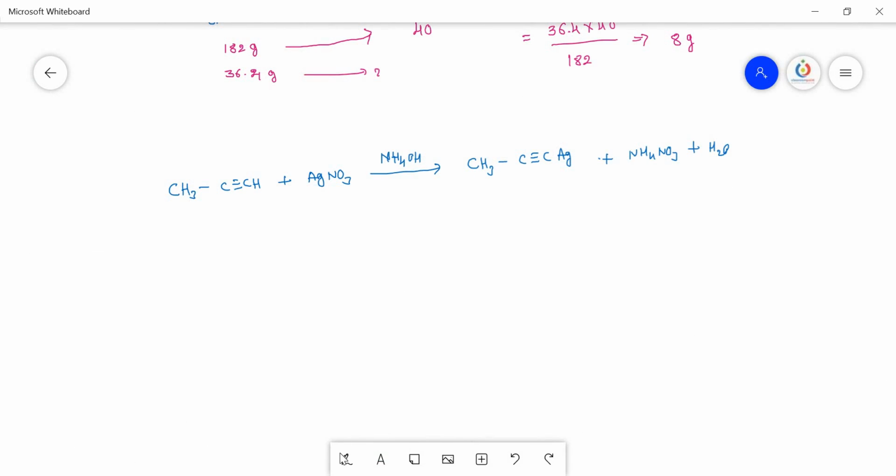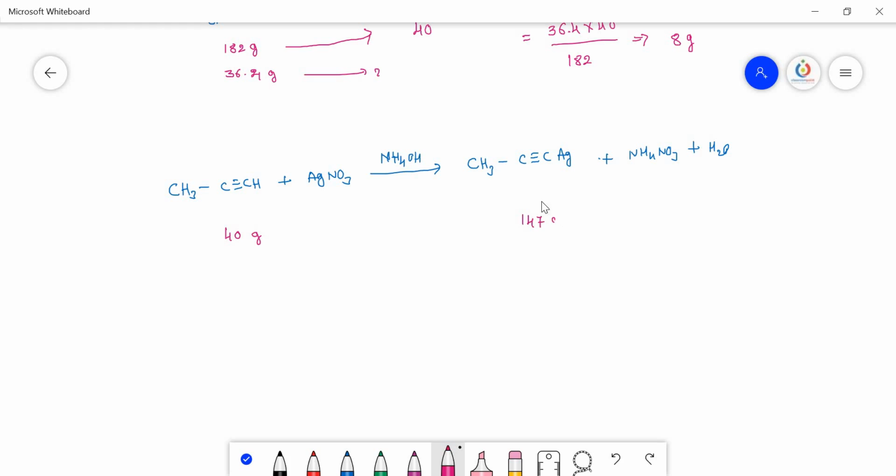But here also a 1 mole reaction is there. Let us see again. The molecular mass of this propyne, as we just calculated, is 40 grams. So 40 grams of this propyne is able to produce 147 grams of silver propynide, because the silver molecular mass is 108 plus 39, we will get 147 grams. Then how much propyne is obtained in the first step? 8 grams. Then 8 grams of propyne is able to produce how much of this precipitate? This is the white PPT.